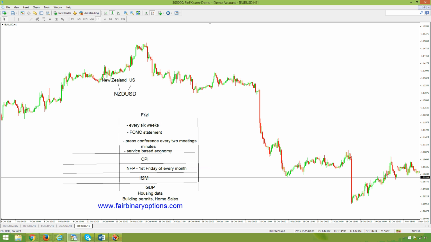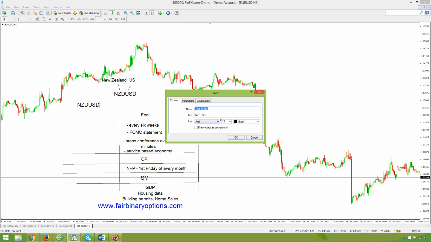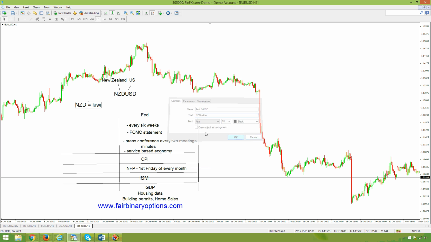And the first thing to remember is that the New Zealand dollar is also called, in financial language, a Kiwi. That makes the New Zealand dollar, US dollar also referred to as the Kiwi pair. It will be very often that you will hear that the Kiwi pair is bullish or the Kiwi pair is bearish. Well, the Kiwi pair is the New Zealand dollar, US dollar. So make sure you remember that.